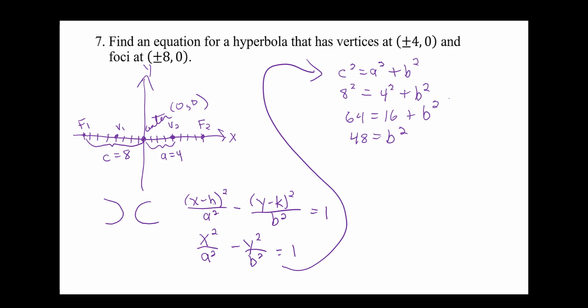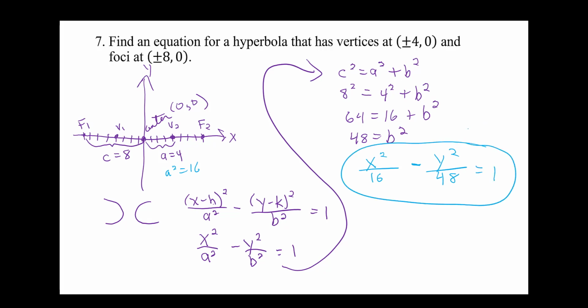And so I think we have everything we need to finish off our formula. So let's do it. So we have x squared over a squared. If a is 4, then a squared would be 16. Minus y squared over b squared, which we found was 48, equals 1.